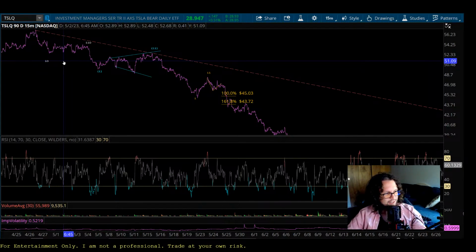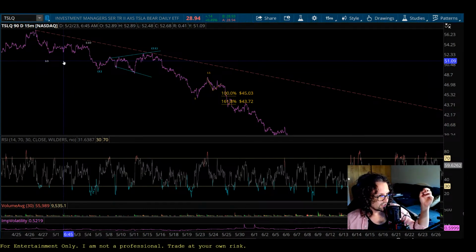Does that? See, this is why Elliott wave is hard. Tesla earnings soon. Hopefully it runs.